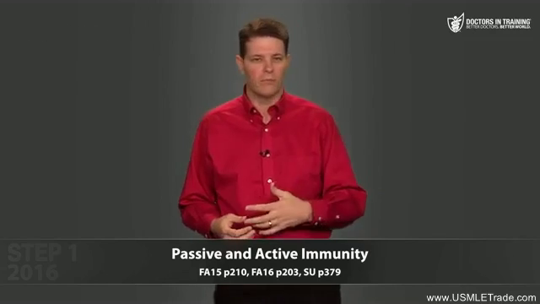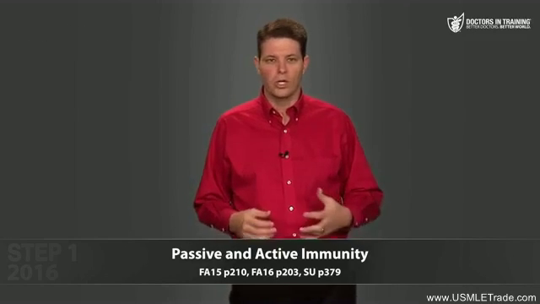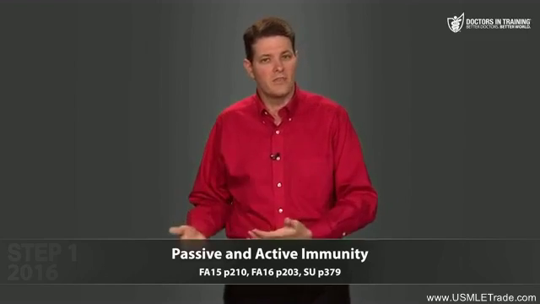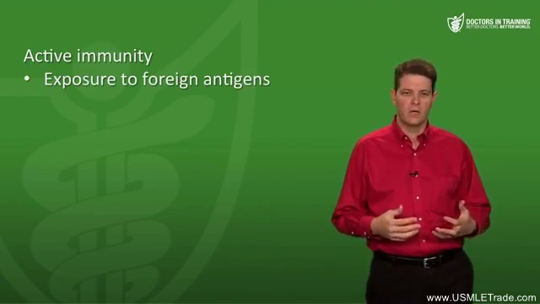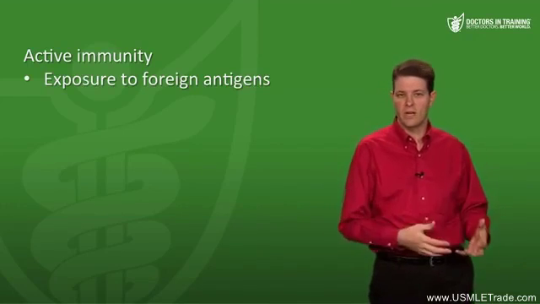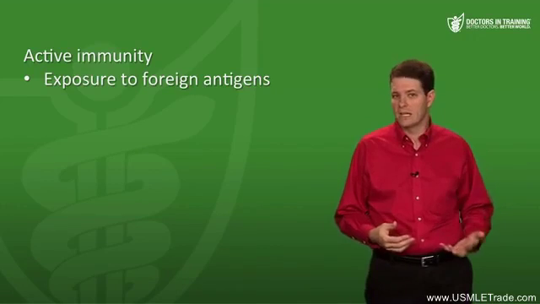Another example is rabies. If you get bitten by a rabid dog or skunk or whatever, you can go get a series of shots of rabies immunoglobulin so that you don't get infected. Now, active immunity, on the other hand, actually involves exposure to foreign antigens, either because the patient had a previous infection or maybe they were vaccinated against something.